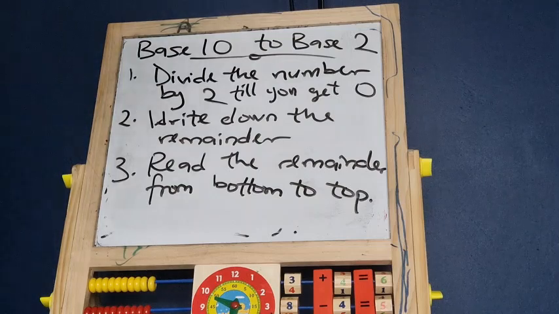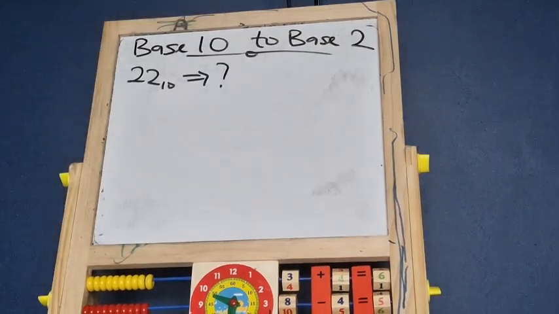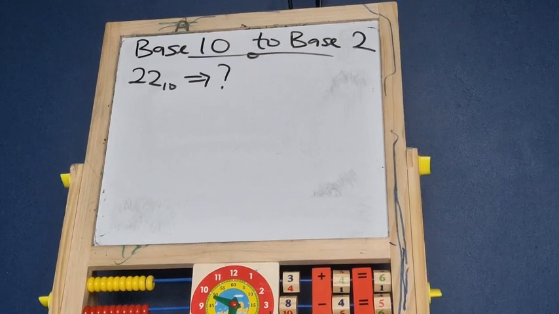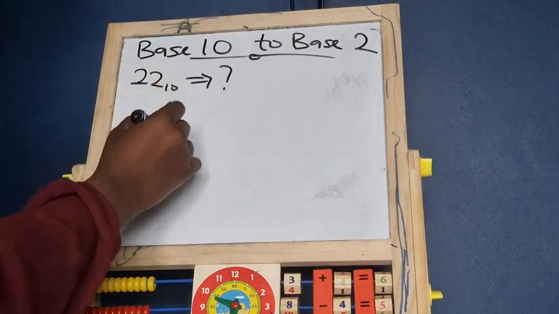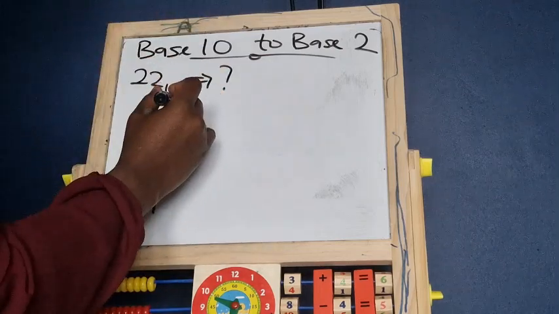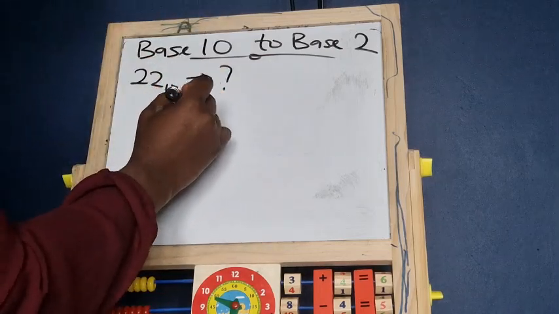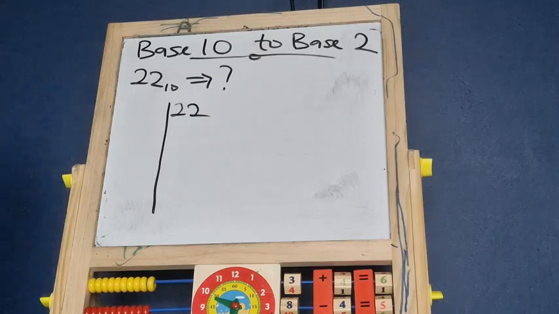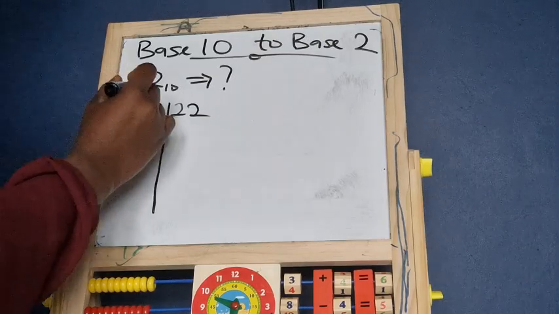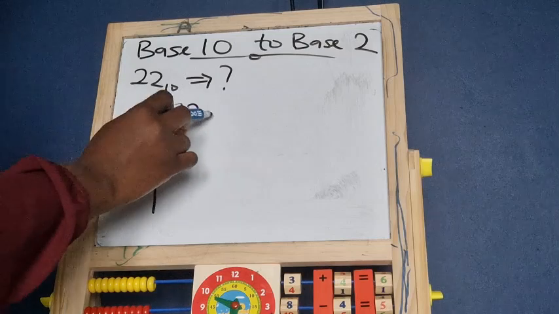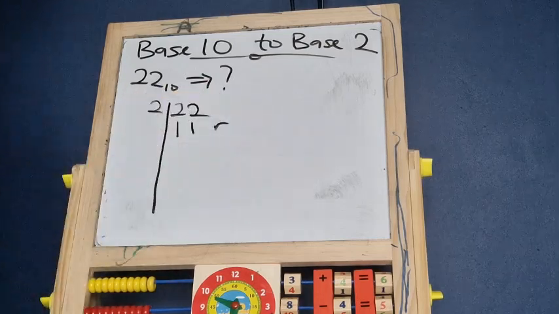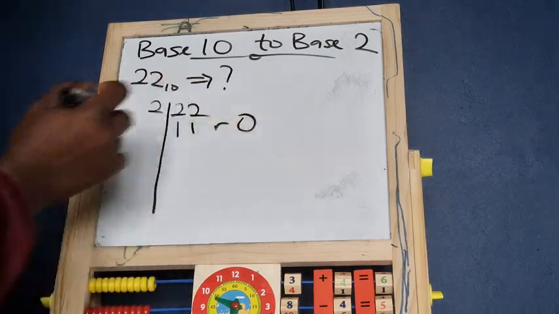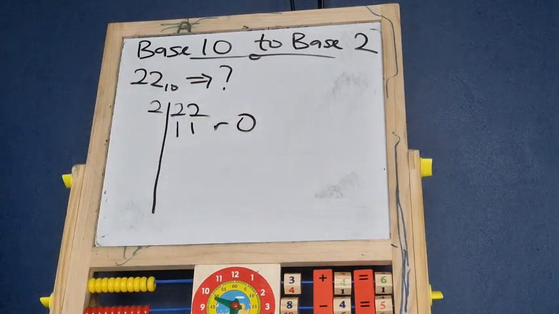Let's see an example. We want to convert 22 from base 10 to base 2. So the first step is to divide, don't forget. So we are dividing as if we are doing our long division, where we write 22 here, and then we are dividing by 2 because we are converting to base 2. So 2 would go in 22, 2 here 1, 2 here 1. Remainder, what will be the remainder? 0, because 2 will divide 11 perfectly.